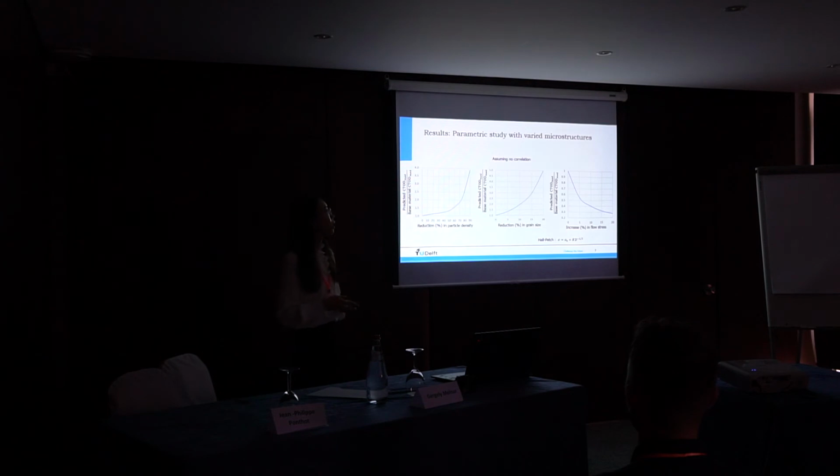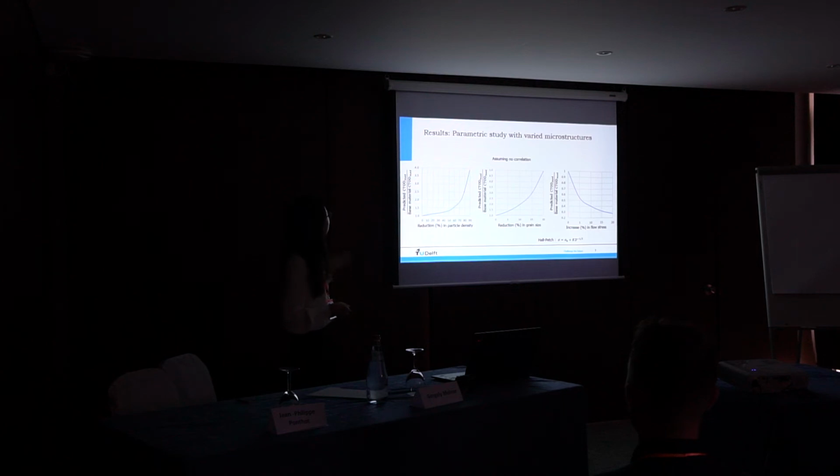First we did a parametric study using the model, simply assuming there are no correlations in those parameters. There are basically two effective ways to improve the fracture toughness. One way is to reduce the amount of hard particles, which in our steels are the inclusions. And another way is to reduce the grain size. So here we study how effective the two ways are to improve the fracture toughness.